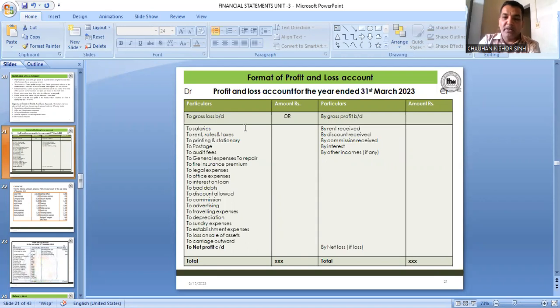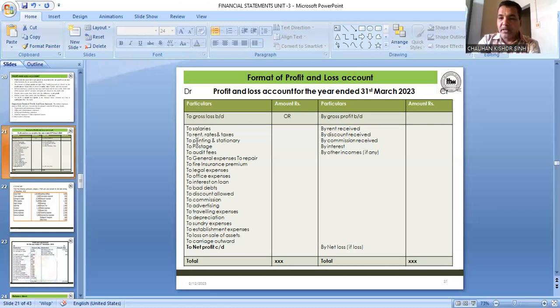We will record all the indirect expenses, like office related expense, administration related expense. So you can see here, debit side, salaries are given. Salary to staff is one type of indirect expense. In the trading account, we were recording wages, which are given to the production workers. Whereas here we record the salary that is given to the staff who are busy in the administration of the business, who are working in the office.